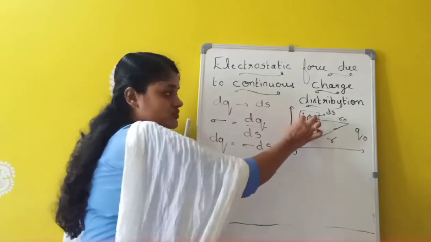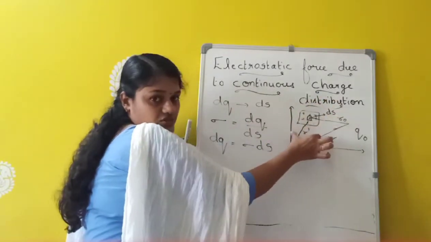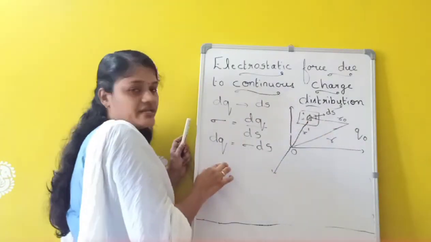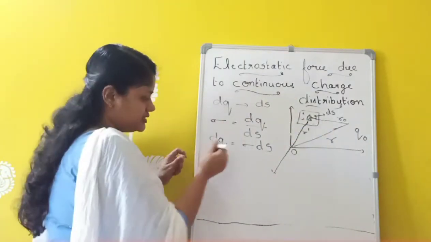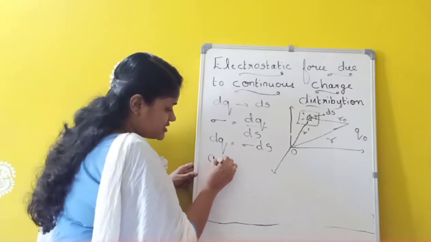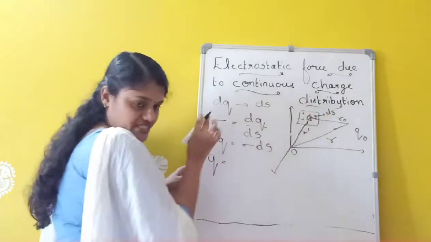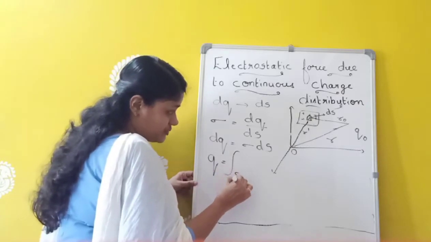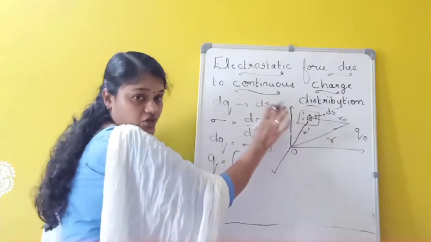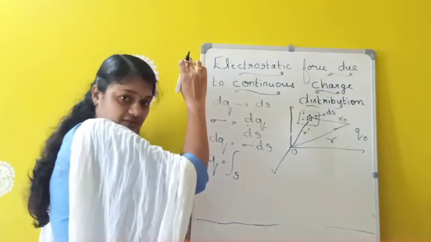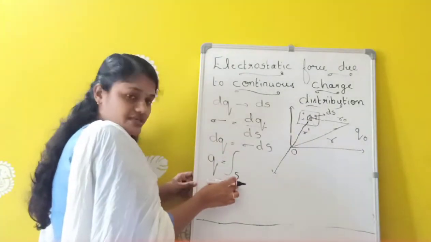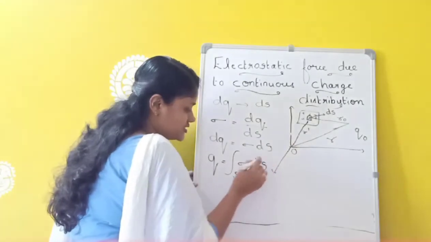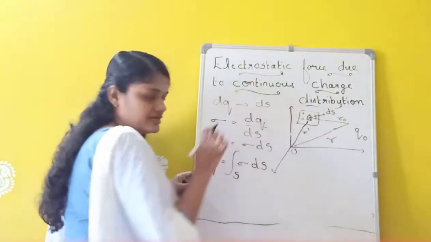Okay, I need to find the total charge of the plain sheet. So for that, I have to integrate. I need Q, the total charge of the plain sheet, so I am integrating this one. Here I am taking a surface integral because I am taking a surface area. In the first case I wrote a line integral; here it is a surface integral, sigma into ds. So this is the total charge of this plain sheet.